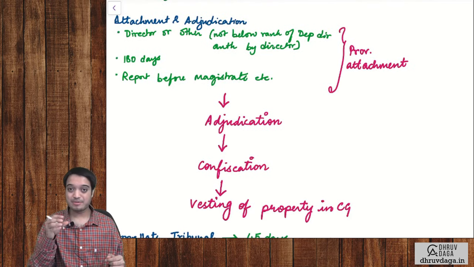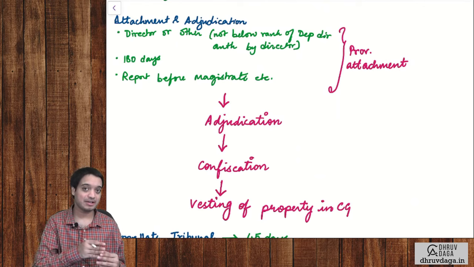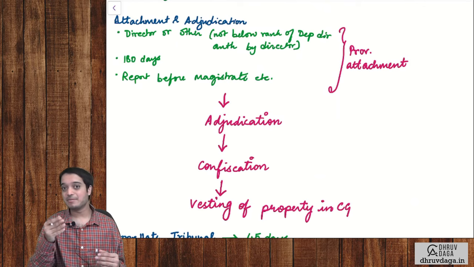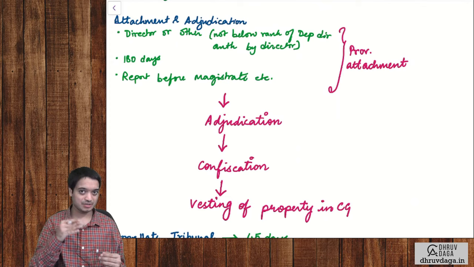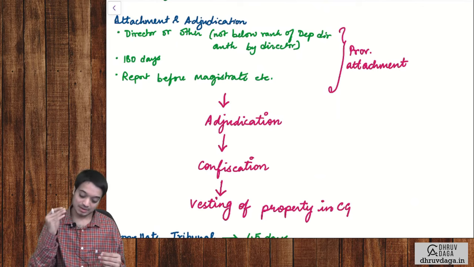In case of any property being involved in money laundering, then a provisional attachment can be made. Provisional attachment requires a director or other person not below the rank of a deputy director authorized by a director to carry this out. The maximum period is 180 days for a provisional attachment to be enforced. It requires permission from the magistrate. However, if seeking the magistrate's permission may lead to frustration of the proceedings of money laundering and it is so urgent, then such a provisional attachment can be done without obtaining permission.